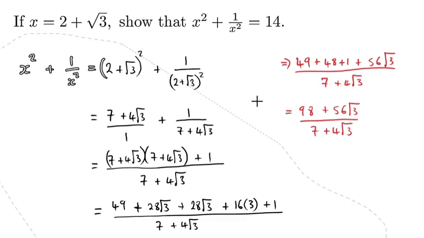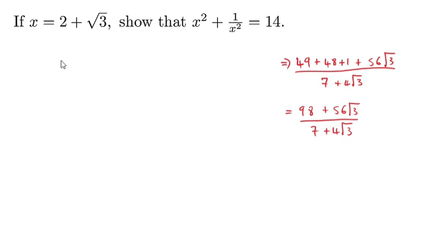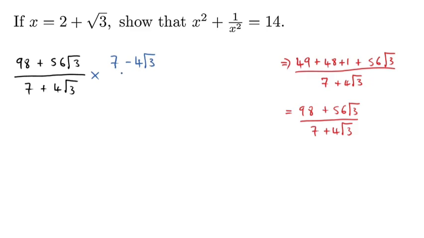So now, to conclude this, we have to rationalize again. So what we have is 98 plus 56 root 3 divided by 7 plus 4 root 3. So let's rationalize the denominator by multiplying by the conjugate of the denominator, which is 7 minus 4 root 3 divided by 7 minus 4 root 3.